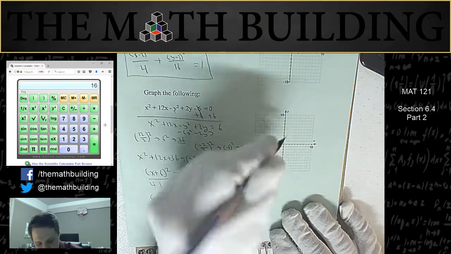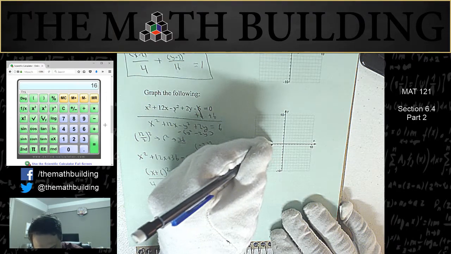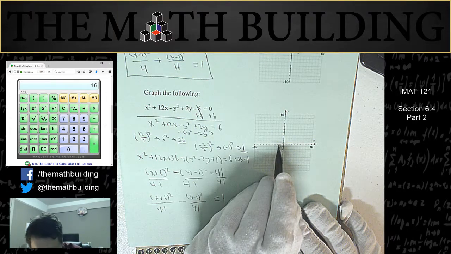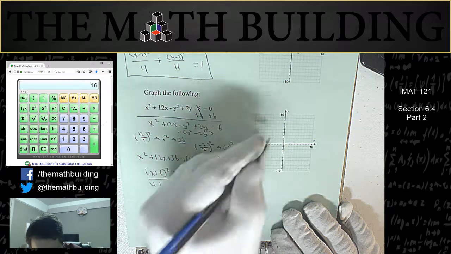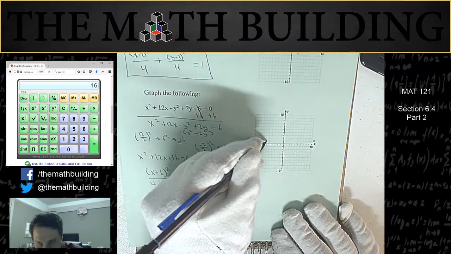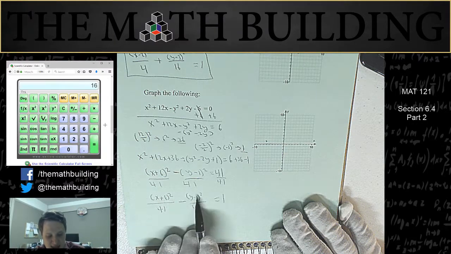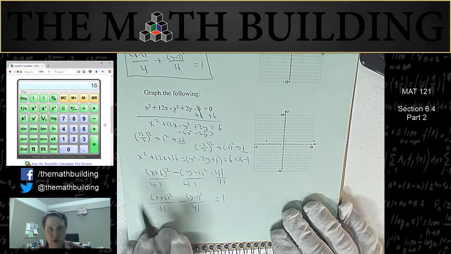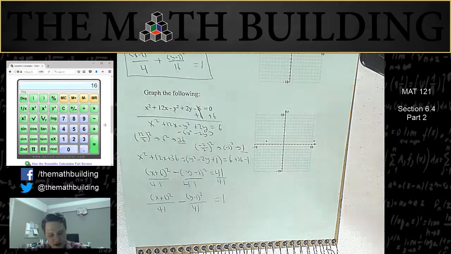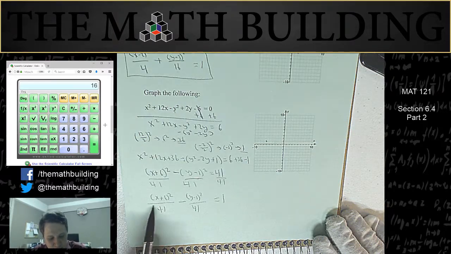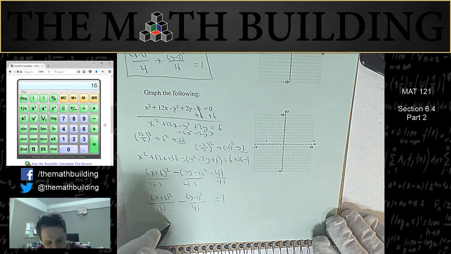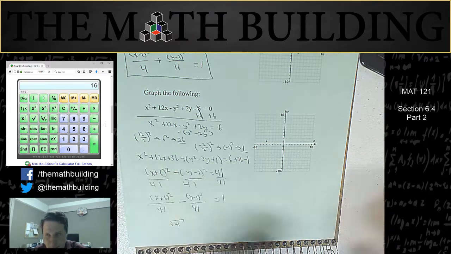So our center is negative 6, 1. Oops. 1, 2, 3, 4, 5, 6, 1. There's my center point right there. Because again, you just flip the signs. X is coming first and being squared, so that means we're opening up left and right. And it looks like it's just going to be kind of a square box this time instead of a rectangular box. And the length is the square root of 41.